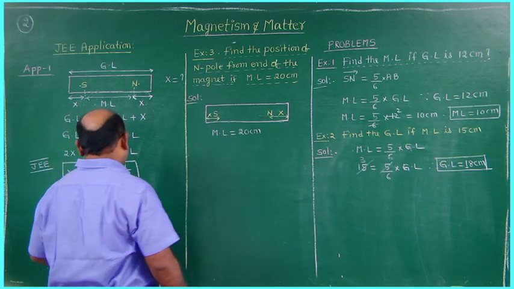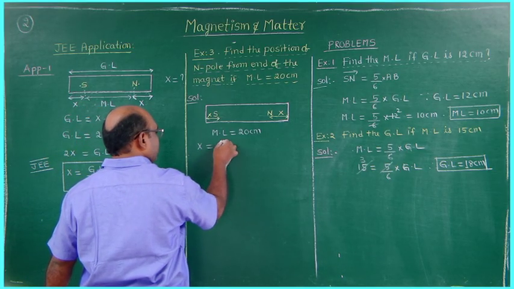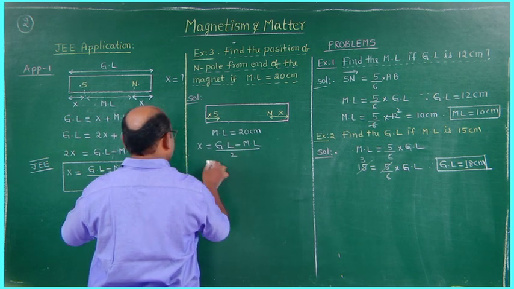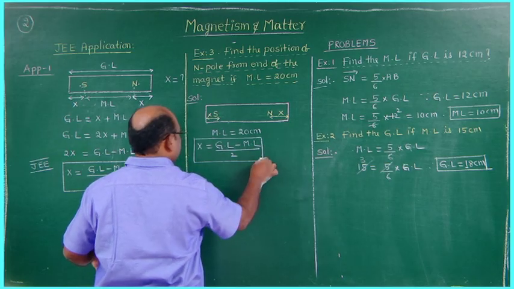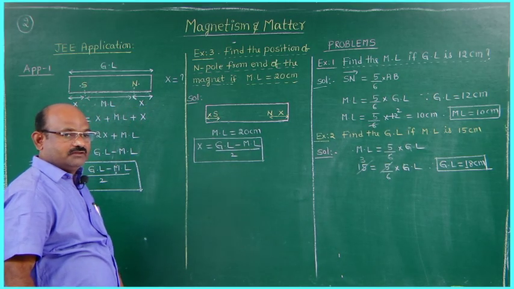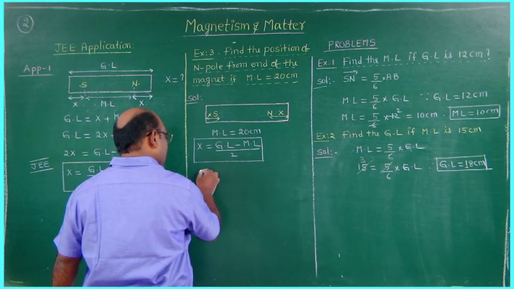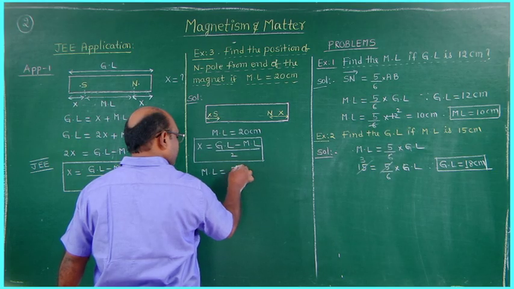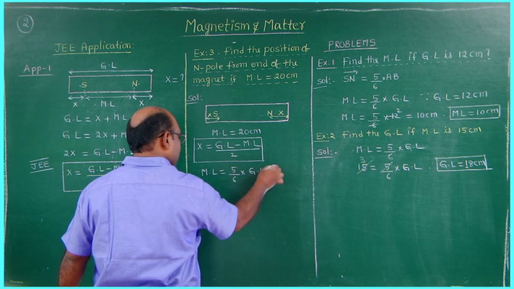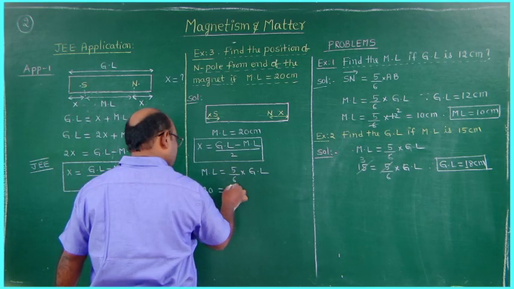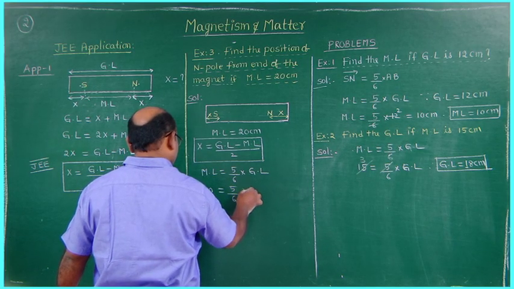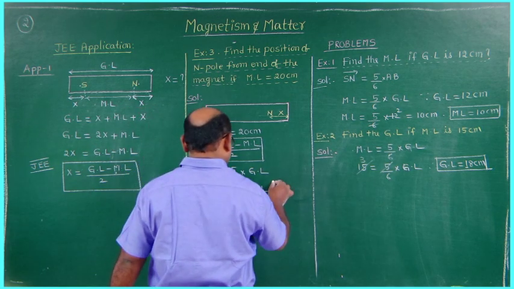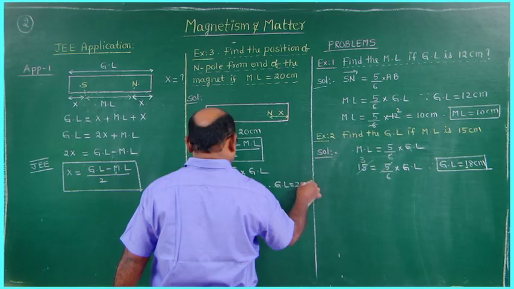But you see, what is the formula for x? I said shortcut formula, x is equal to geometric length minus magnetic length, divided by 2. This formula we have to use. But here you know only the magnetic length, but you don't know the geometric length. Find the geometric length by using the relation. Magnetic length is equal to 5 by 6 times the geometric length. Magnetic length they gave is 20, so 20 is equal to 5 by 6 into geometric length. 5 ones 5, 5 fours 20, 4 into 6, 24. Therefore, geometric length is equal to 24 centimeter.